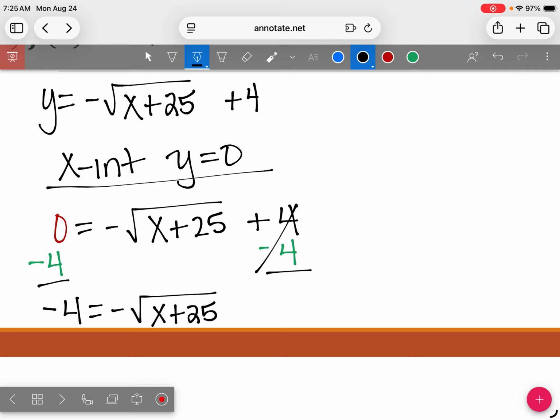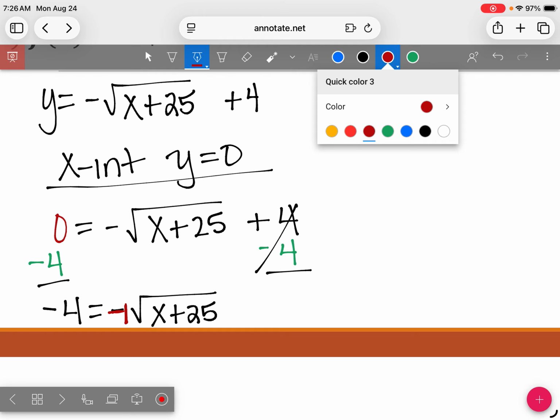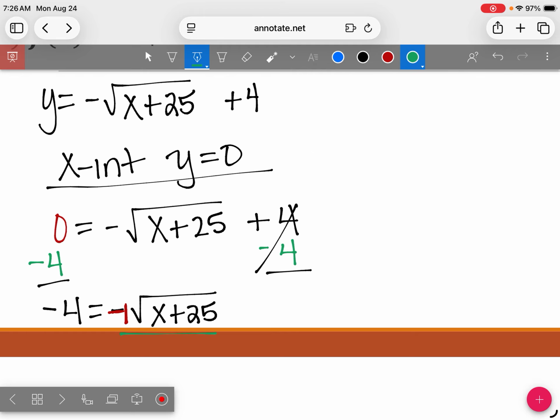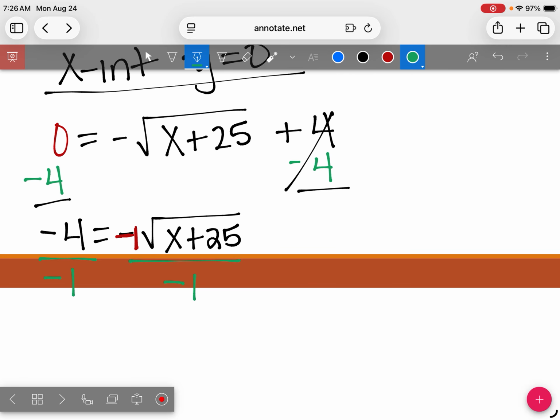And then there's a negative in front of the square root. Is that being added, subtracted? How do I get rid of the negative? It's an invisible negative 1 right here. Divide both sides because it's multiplication. So we're going to divide both sides by negative 1, which will give me a positive 4 equals a positive square root of x plus 25.